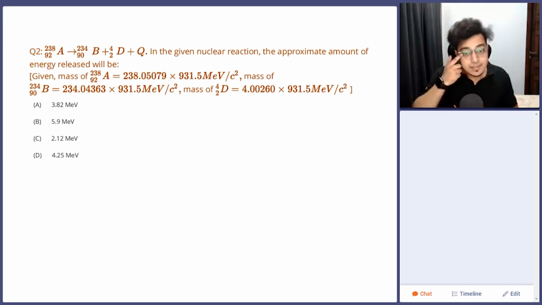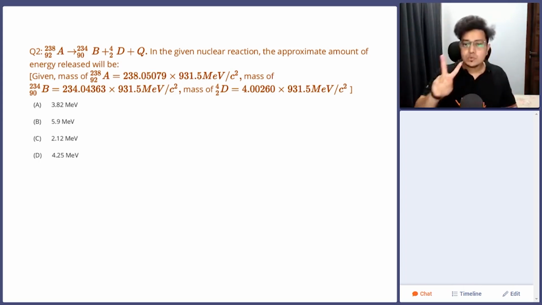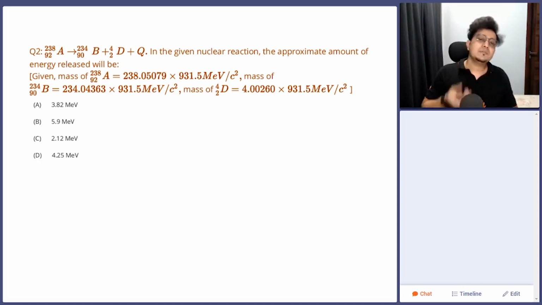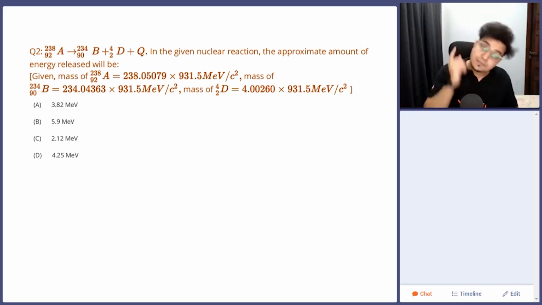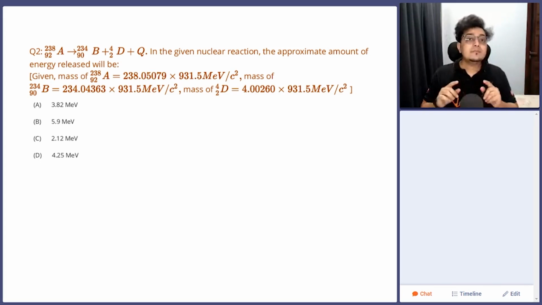What we have to find out is the approximate energy released in this process, and the nuclear reaction is given to you. A turns into B plus D, and Q. Q is the energy that will be released. So to find the Q value of the reaction, we have two formulas, right? One formula is the summation of binding energy of products minus binding energy of reactants. But in this case, we are not given binding energy at all. We are given the masses. So that formula will not be suitable.